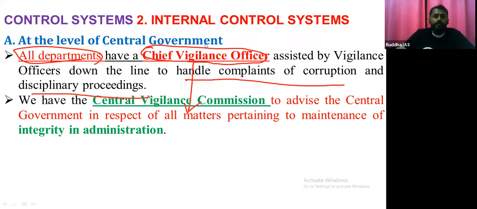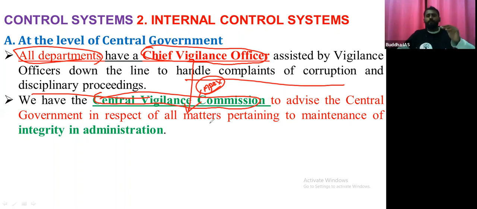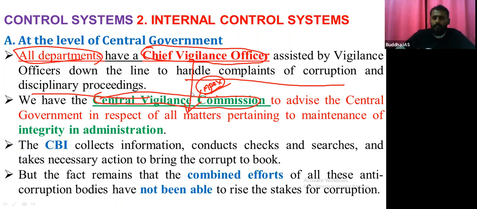We have Central Vigilance Commission to advise central government in respect of all matters pertaining to maintenance of integrity in administration. Here, Central Vigilance Commission is very important. This is the apex body responsible for maintaining integrity in administration. Means if you want to take any disciplinary action, especially the higher up bureaucrats, they have to consult the CVC. So it is the apex body with respect to maintaining integrity. CBI collects information, conducts checks, searches, and takes necessary action to bring corrupt to book.